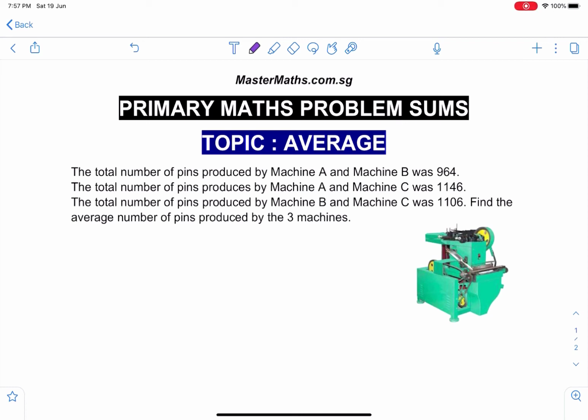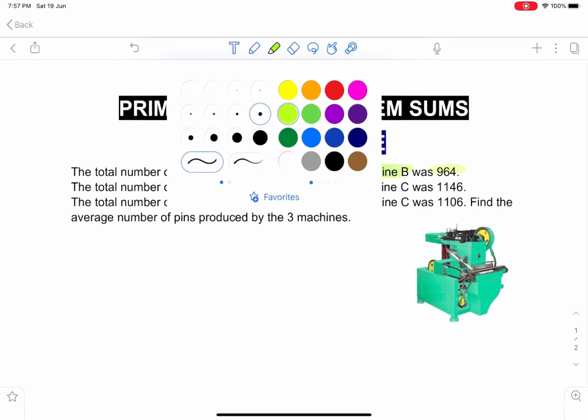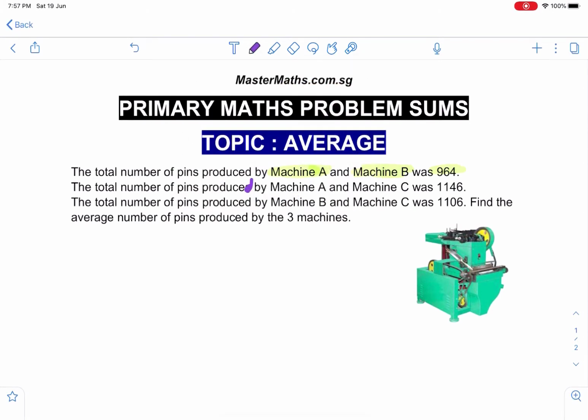The average concept, taught as early as Primary 5. Alright, so let's discuss. The total number of pins produced by machine A and machine B was 964. The total number of pins produced by machine A and C was 1146. Total number of pins produced by machine B and machine C was 1106. Find the average number of pins produced by these three machines.